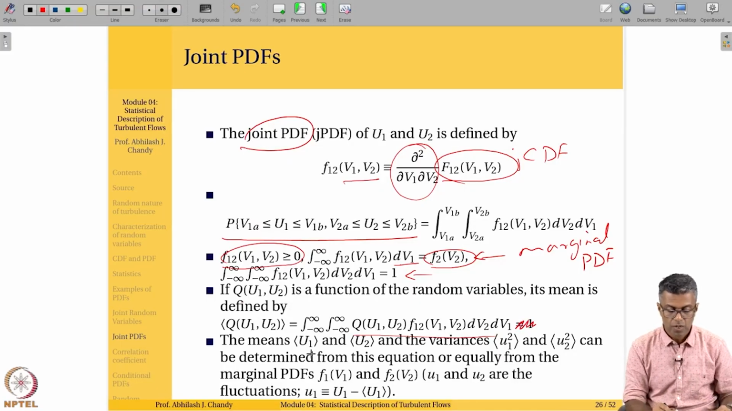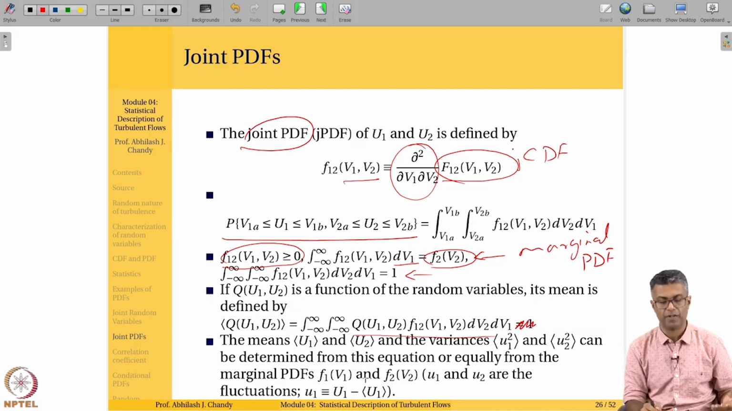Now this means U1 and U2, the means and the variances can be determined from this equation or equally from the marginal PDFs, isn't it? So we can determine the means and the variances from the PDFs as well.